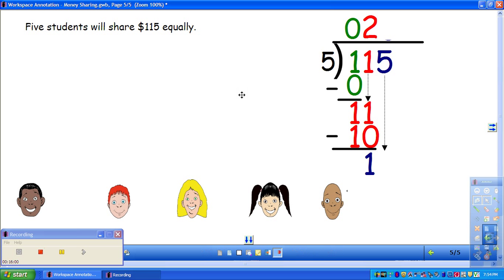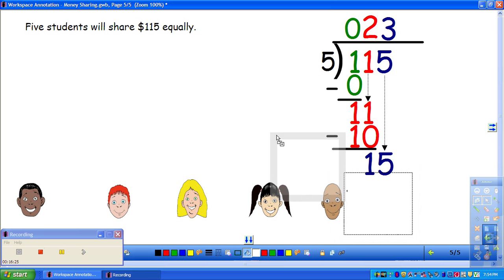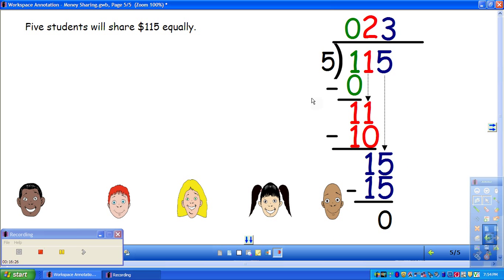So bring down the ones. It will turn the 10 into 15 ones. Now, again, we have 5 people, 15 ones. Can I give everyone some $1 bills? Well, sure, I can give them all 3, because 3 times 5 will give me a total of 15. So I give everyone 3. That used up 15 of my 15 ones, leaving me with no ones left over.